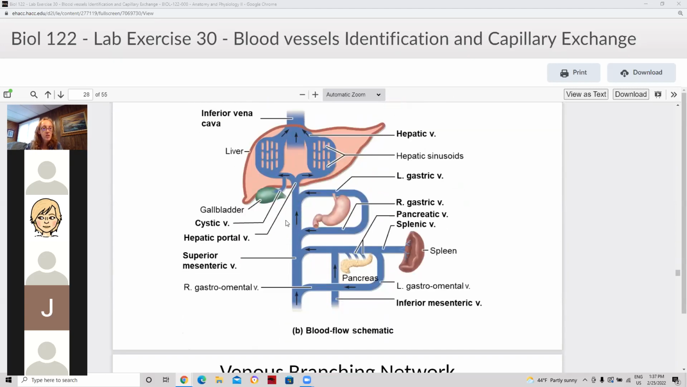So just a generalized view here, we're moving into the liver. All of these veins are going to drain into the hepatic portal vein, which is going to feed into the liver, allowing for detoxification of that blood before it moves into the inferior vena cava and up to the heart.